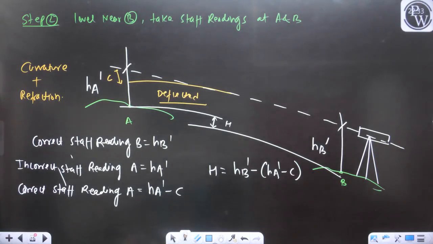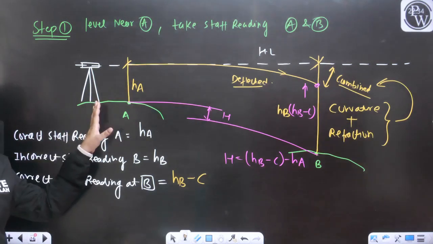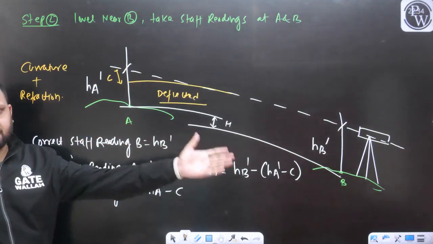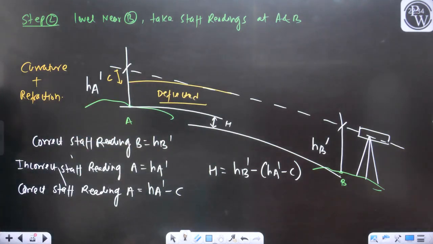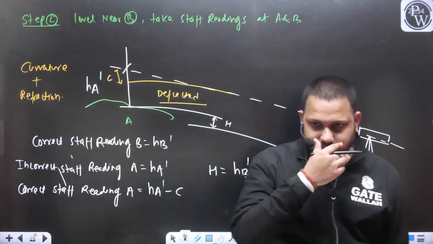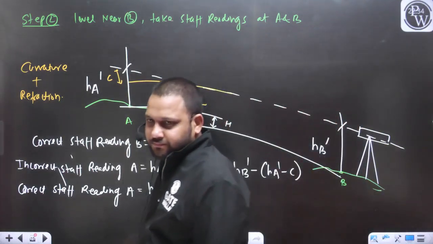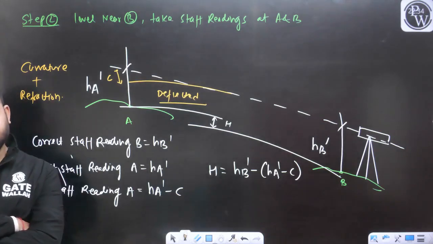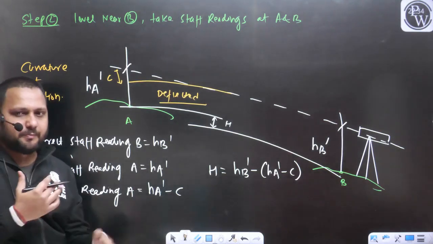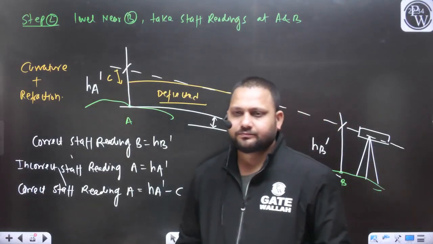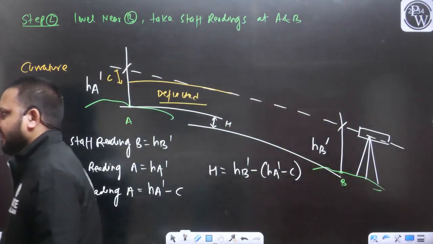HA, HB, HA dash, HB dash are the staff readings. HA, HB you have taken when the instrument was placed near A. HA dash, HB dash we are getting when the instrument is placed near B. Yes or no? Tell me. When we are shifting the instrument from one position to another position, the staff reading will also change, na?